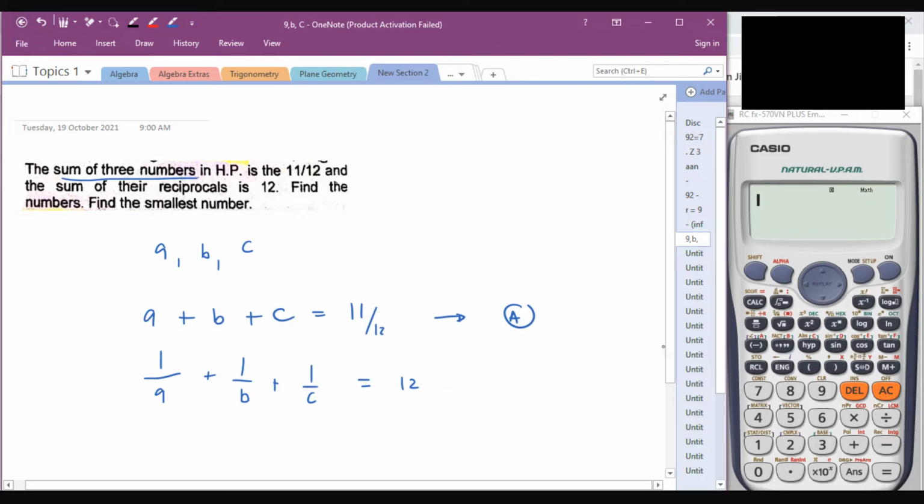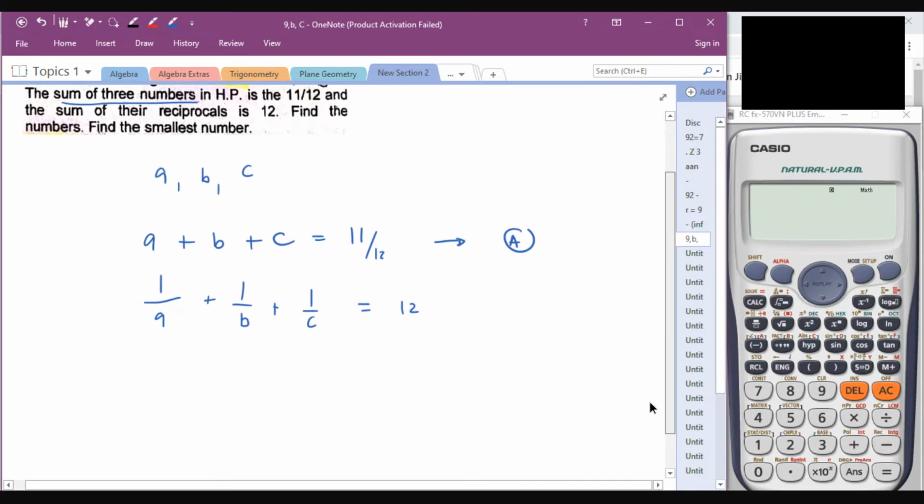Find the smallest number. Hindi natin alam kung that is A, B, or C. So, pwede natin gawin dito that we can equate them all. By equating them all, 1 over B minus 1 over A equal natin sa 1 over C minus 1 over B.